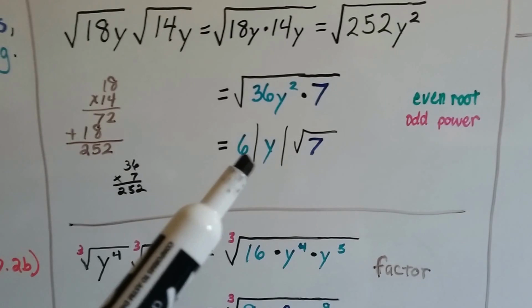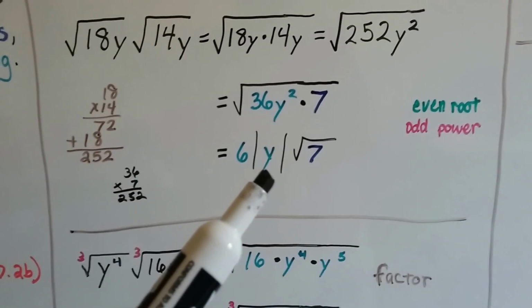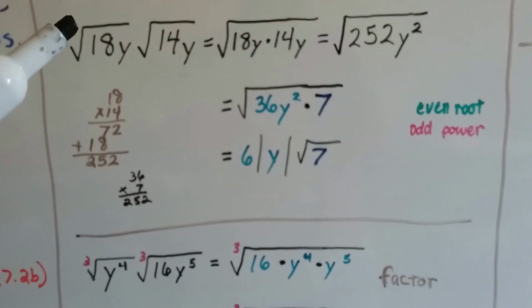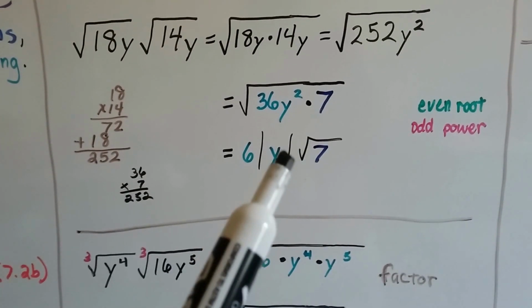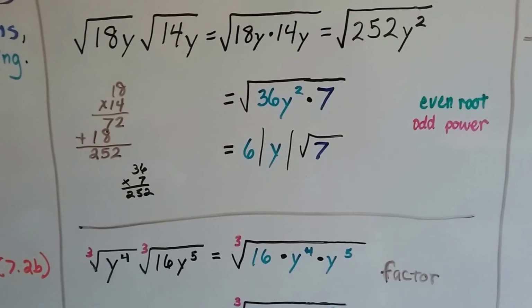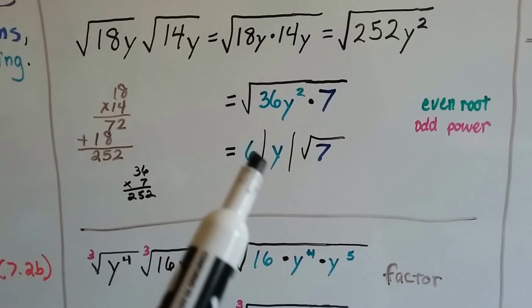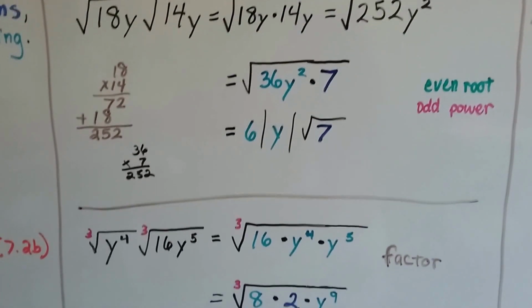And 36 y squared can be pulled out as a 6y, and that y is going to be in absolute value bars because we started with an even root. There's an invisible 2 there, and we're going to an odd power, to a 1. And we multiply it by the square root of 7. So we've got 6 absolute value y times the square root of 7.